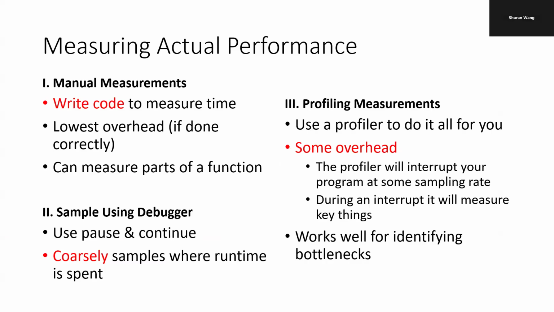We can have three options. The first option is to manually measure the time by writing code using Chrono. This has the lowest overhead if done correctly, and it can measure parts of a function. Whenever you want to time a function, you can write code to measure the time there, and output to the terminal or to a log file. The second option is to sample using a debugger.